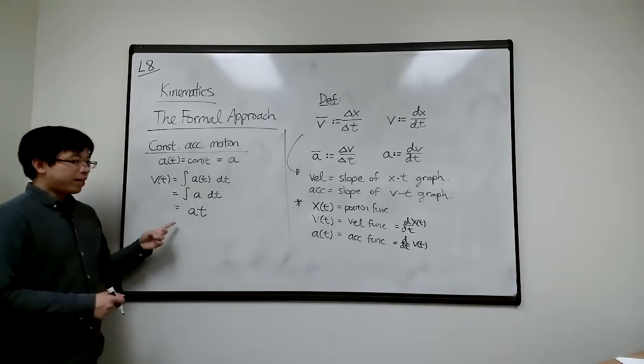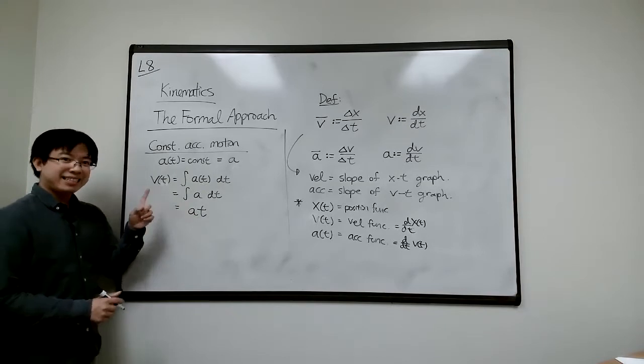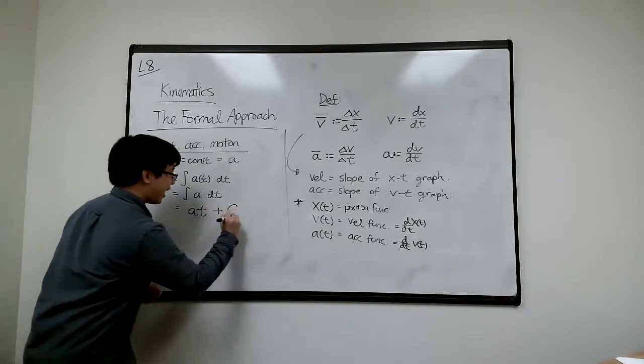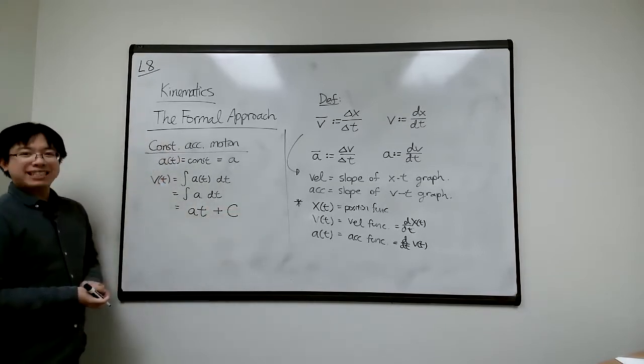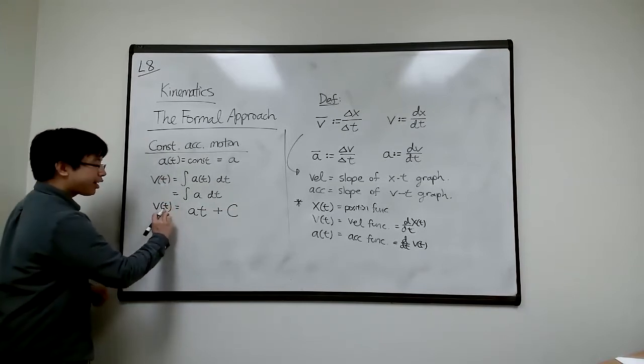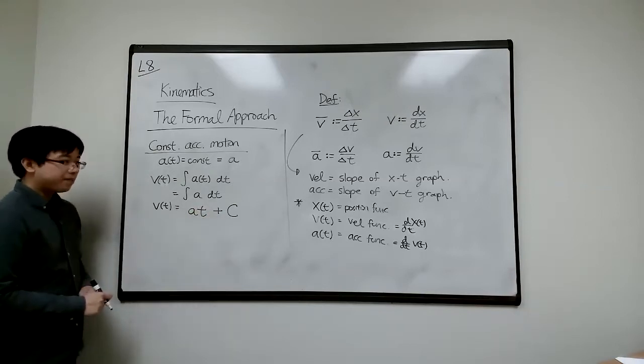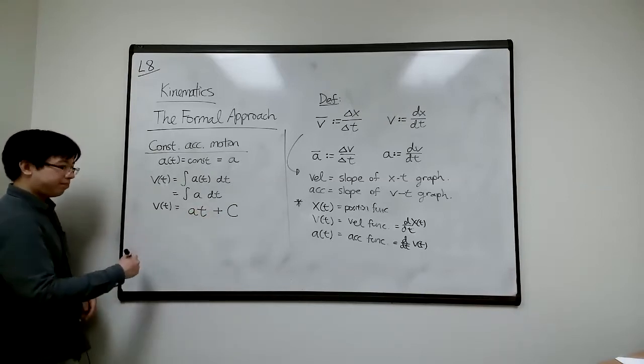And what am I missing? Whenever you do an integral, you should always add c. You should always add any flexible constant over there. All right. We'll figure out what c is in a moment, but essentially that is the velocity function. Looks a bit weird, but let's press on.